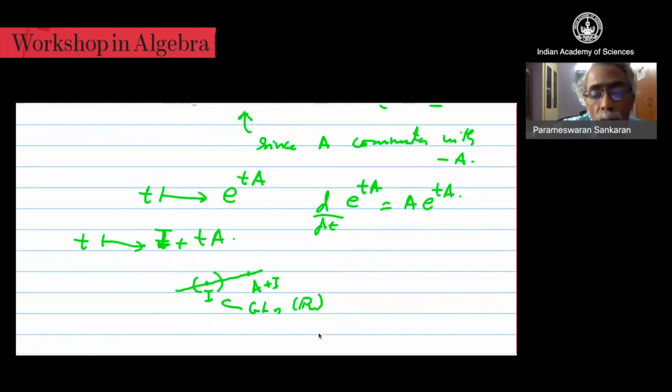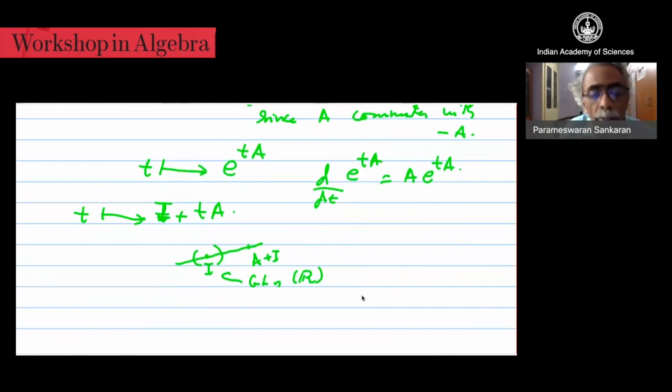Because you have an open set. What do you mean by open set? Given any point here, namely identity, there's a small open disk or open ball around it, which is entirely contained in here. I take my t to be less than the radius. When we consider it as a subset of R to the power of n times n, differential with respect to each coordinate. Yes.